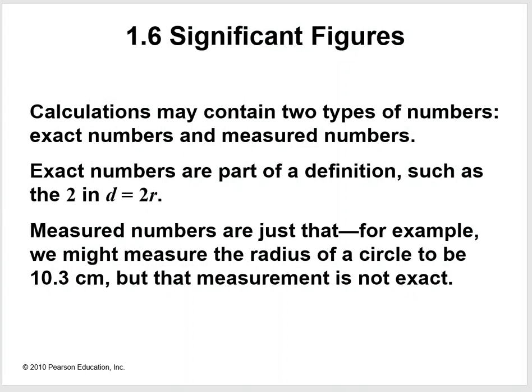Significant figures. Calculations may contain two types of numbers, exact numbers and measured numbers. Exact numbers are part of a definition, such as the 2 in D equals 2R. Measured numbers are just that. For example, we might measure the radius of a circle to be 10.3 centimeters, but that measurement is not exact.